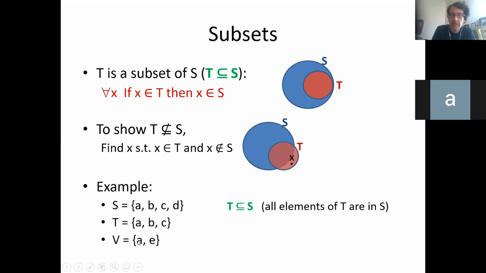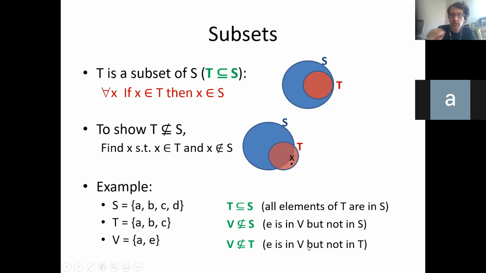Now V is a set like this, and V is not a subset of S. E is a counterexample. E is the only element here for which the implication would fail. Because E is a part of V but it's not in S, it will satisfy the hypothesis in this implication, and it will fail the consequent. Also, V is not a subset of T.